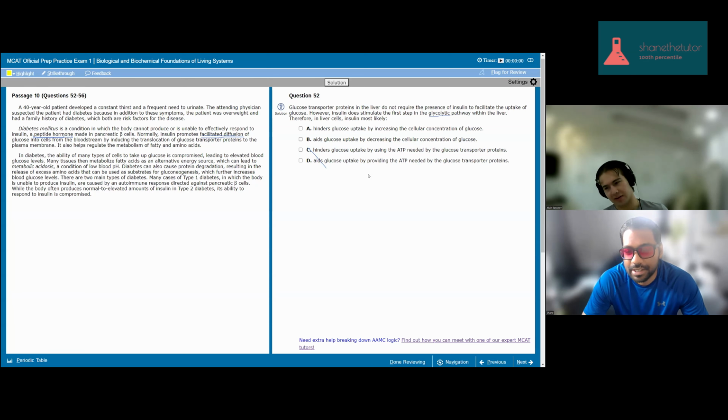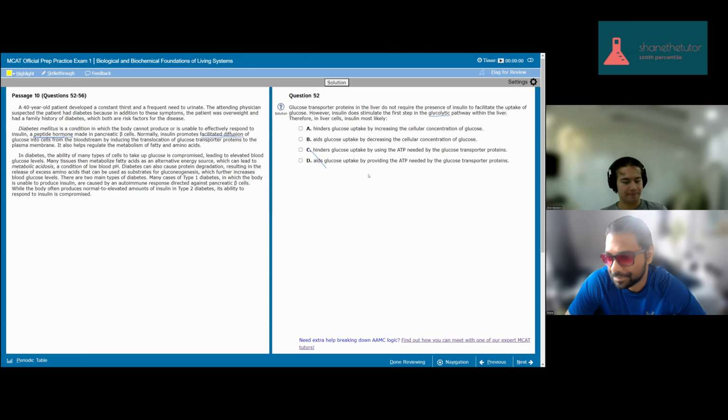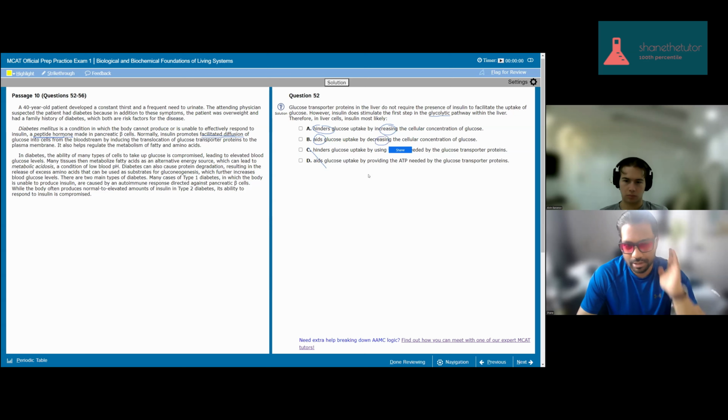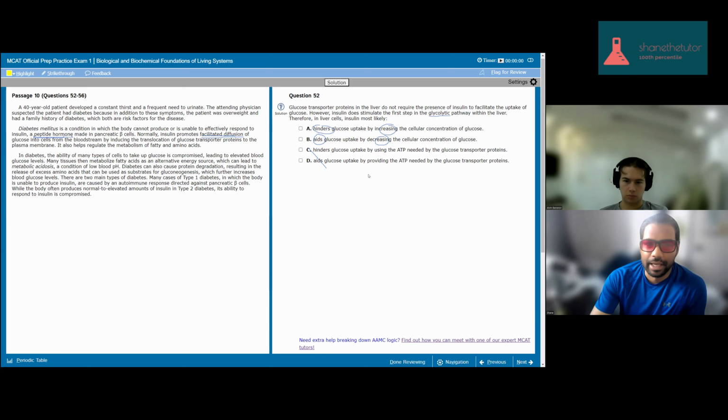You know how it is on the MCAT, right? It's always the wording and stuff. But you were good in that you were able to eliminate C and D. And for A and B, when you have two different things to look at, like hinders versus aids, and increasing cellular concentration of glucose versus decreasing, that helps us, because if we don't know whether it hinders or aids, we can figure it out if we know this part.